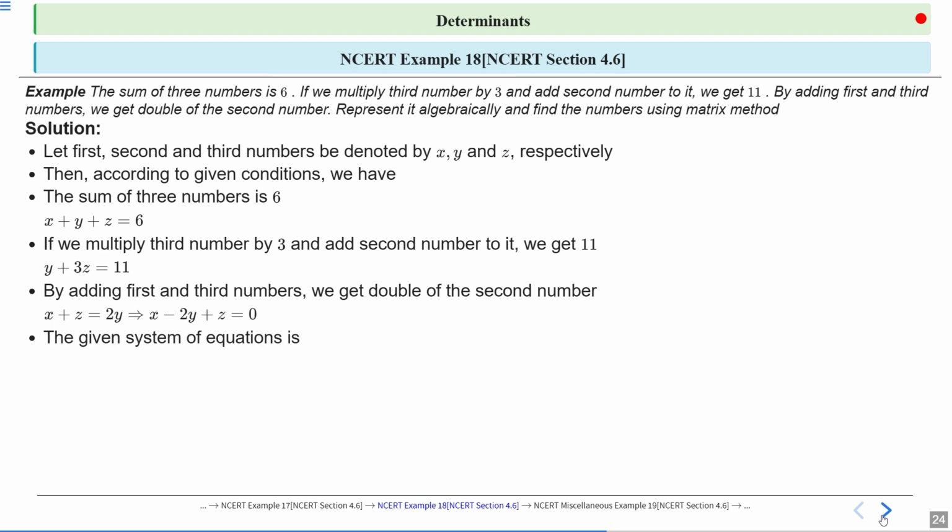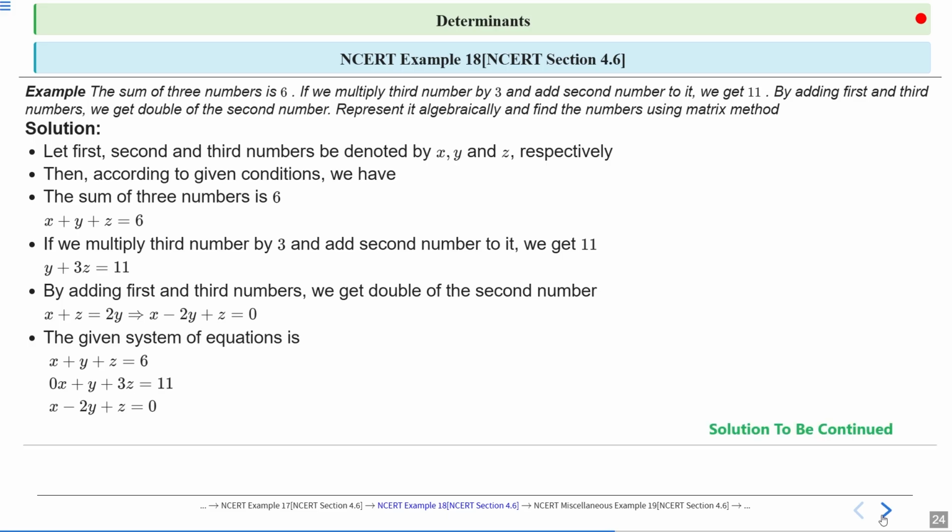The given system of equations is x plus y plus z equal to 6, 0 into x plus y plus 3z equal to 11, x minus 2y plus z equal to 0. First task is complete. Now we have a system of linear equations.